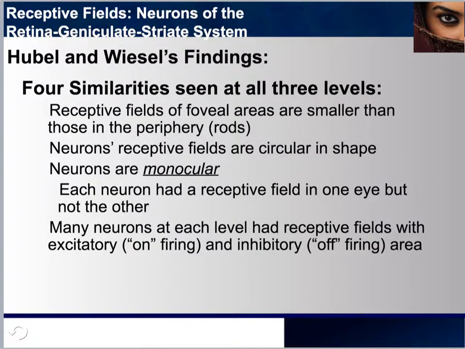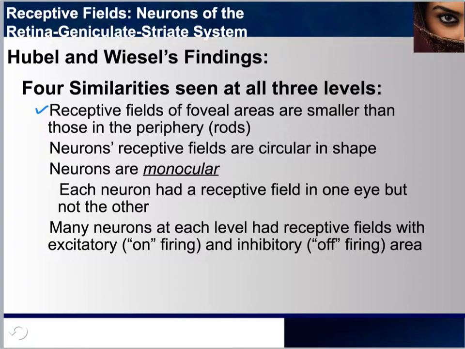Because of retinotopy, we find that the similarities of this influential study were actually seen at all three levels. And by three levels, we're talking about the retina, the thalamus, the geniculate, and the striate system. The first of the similarities observed in cats and monkeys through Hubel and Wiesel's revolutionary study is that the receptive fields of foveal areas were smaller than those in the periphery, which are of rods. This makes sense because our fovea is actually quite small, and it is consistent with what we see everywhere else in the brain, including the geniculate and the striate.